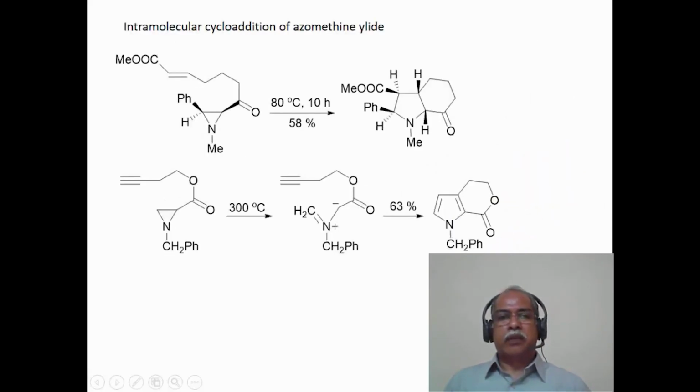Here is another example of an intramolecular cycloaddition of the azomethine ylide. This aziridine is decomposed and there is an inbuilt double bond which is the dipolarophile in this particular case. So the dipole that is formed is trapped by the dipolarophile, resulting in the formation of this adduct. Same example, except the dipolarophile now is an alkyne. It undergoes the cycloaddition reaction with the azomethine ylide that is produced by the decomposition of the aziridine ring to form the corresponding pyrrole derivative in this particular case and pyrroline derivative in this case.